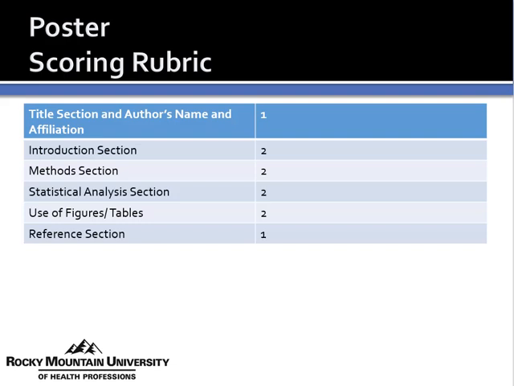Poster rubric for that assignment, title section, author's name and affiliation, 1 point. Your thoroughness and completeness of your introduction section, methods, statistical analysis, and use of figures and tables, and your reference section. Now, as you look at your poster examples, don't make your posters just a dump of words.